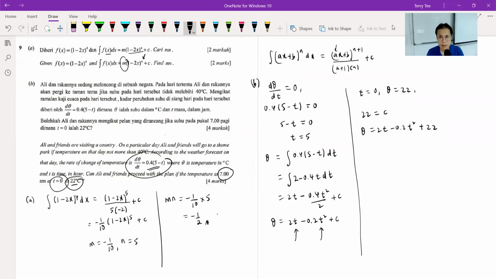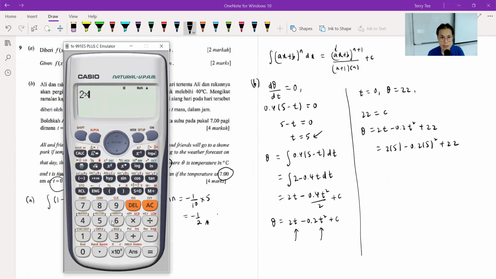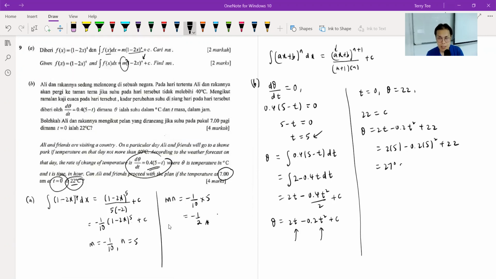And to find theta, we know the temperature is highest or maximum when t is 5. So let's put 5 inside: 2 times 5 minus 0.2 times 5 squared plus 22. Okay, you can use a calculator. 2 times 5 is 10. Then you minus 0.2 times 5 squared. Then you add 22. This will give us 27 degrees Celsius. So your maximum temperature is only 27.